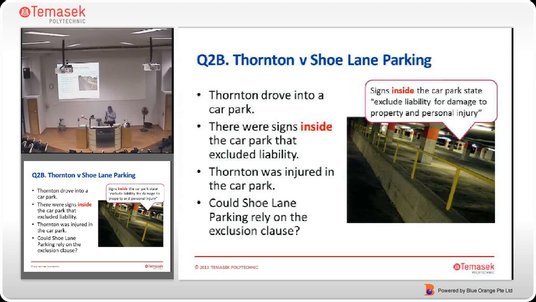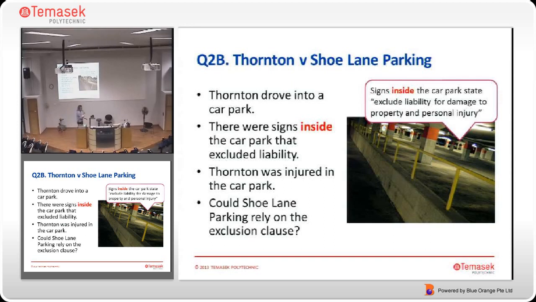Again, what does the law state? No, we're not looking at course of dealing. This is still about notice. So what does the law state in respect of notice? Notice of the exclusion clause must be given before or at the formation of the contract.